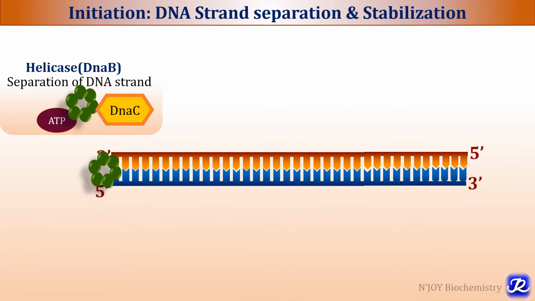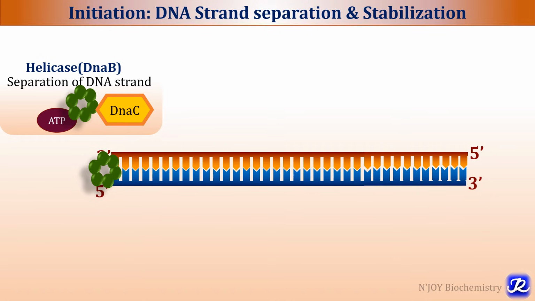DnaA is an initiator protein which identifies OriC and causes separation of the two strands by denaturation, which allows binding of several other proteins like helicases, primase and polymerases. Helicase B, which is also called DnaB, is involved in separation of the DNA strands, and these helicases are recruited and loaded onto the DNA strand by another protein called DnaC. It is also called the helicase loader protein, and these helicases untwist the DNA by breaking hydrogen bonds between the bases, and the energy for untwisting comes from hydrolysis of ATP.